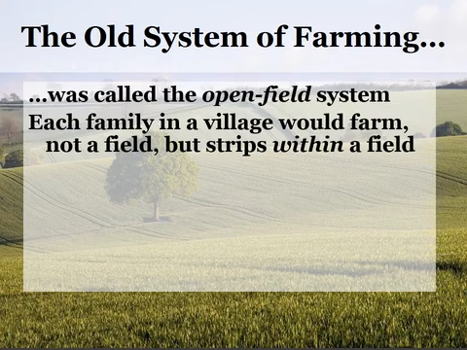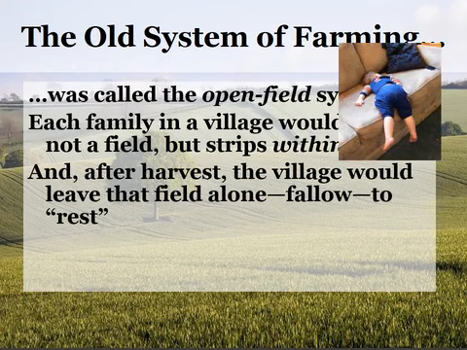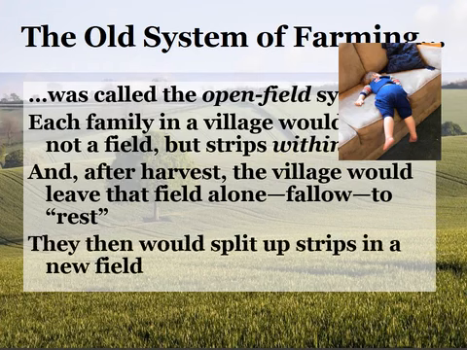And after they brought the harvest in, that field would be left alone, like this little fella here who's so cute. It would be left fallow to rest for a season. Then they would move to a new field, split up the strips, dictated by the field jury once again.